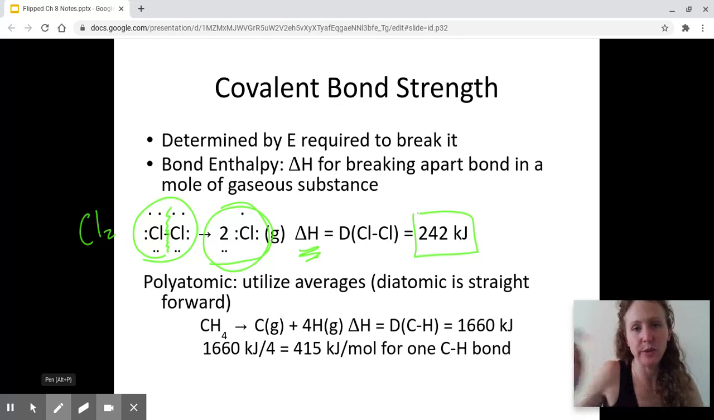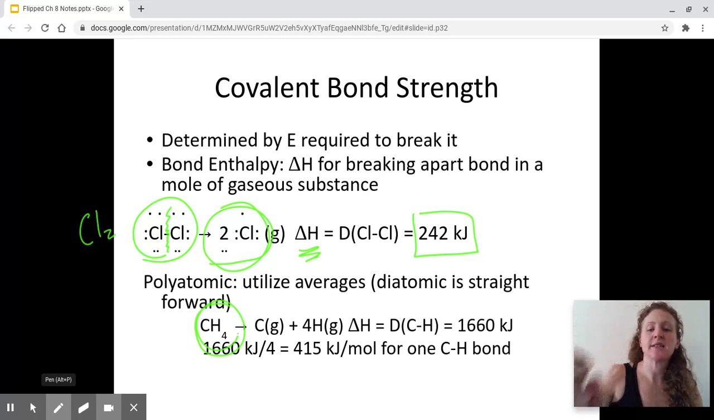Notice that it's positive because anytime you break a bond, you need to input energy into the system in order to break it. You can think of it like breaking glass. Anytime you break glass, you have to input energy into the system in order to break it. If the molecule you're looking at has more than one bond, like methane is a good example of that, inside the methane molecule, there's actually 4 carbon-hydrogen bonds.